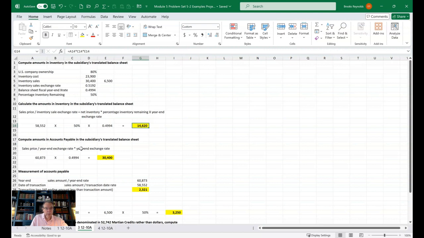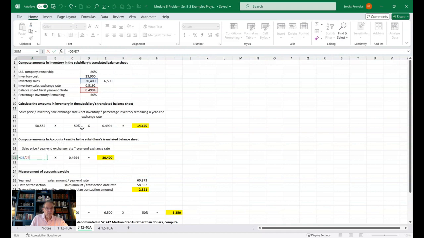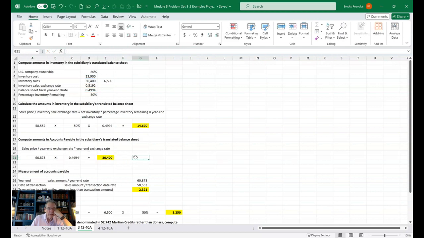So now we look at the AP. Similar process, all right? But all of the AP is still in there. We haven't paid that. So again, we're going to convert that to the year-end exchange rate. And so that gets us 30,400.